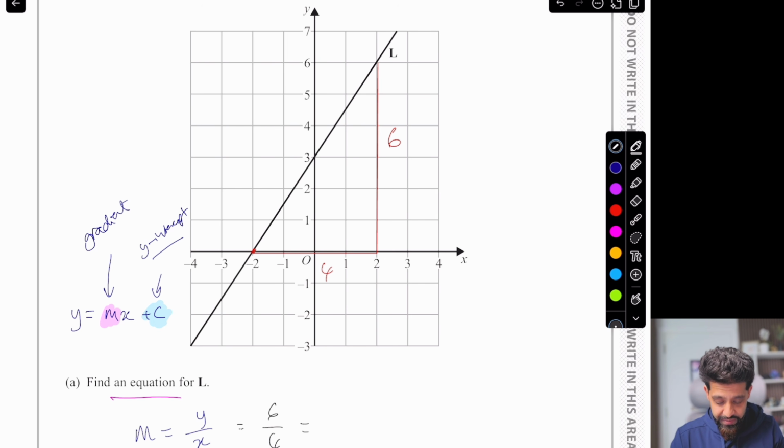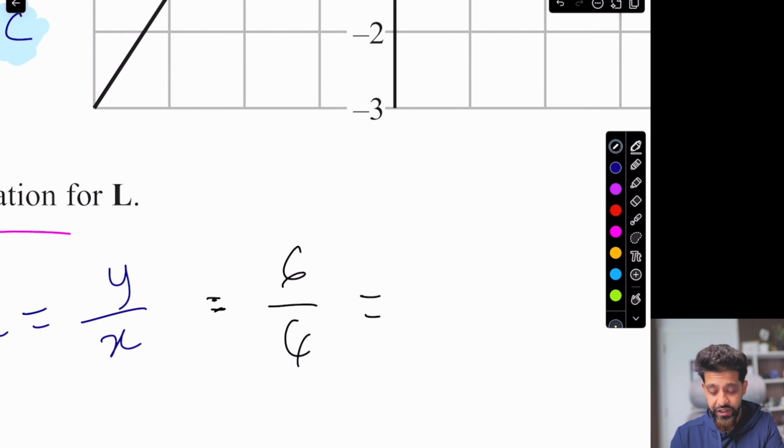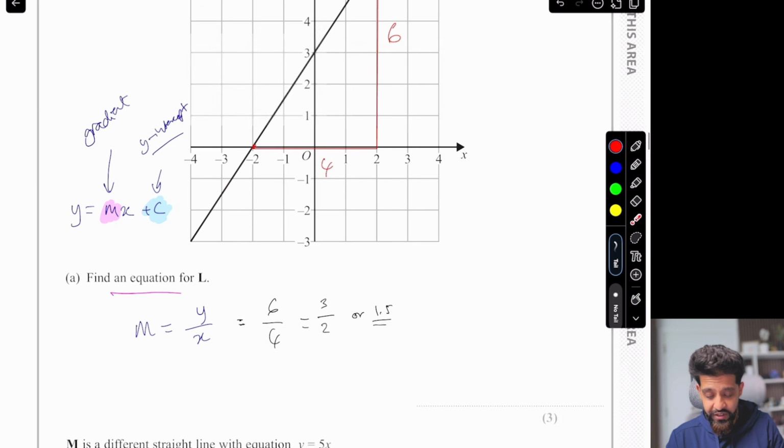Again, no calculator, remember? So you've got to do this without a calculator. If you can't do that straight away, you can simplify the fraction down. So 6 and 4 can both be divided by 2. 6 divided by 2 is 3. 4 divided by 2 is 2. The answer is 3 over 2. You can leave it as 3 over 2, or you can say 1.5. But now you know your gradient.